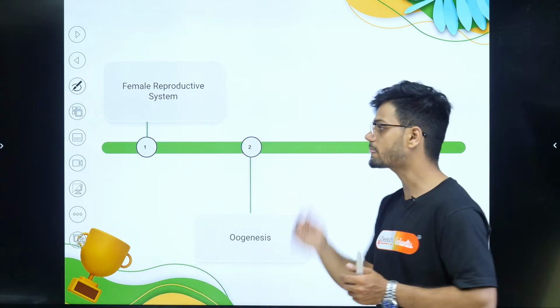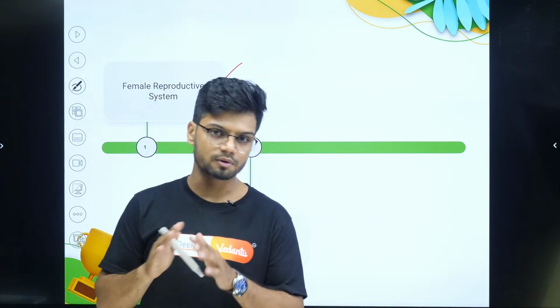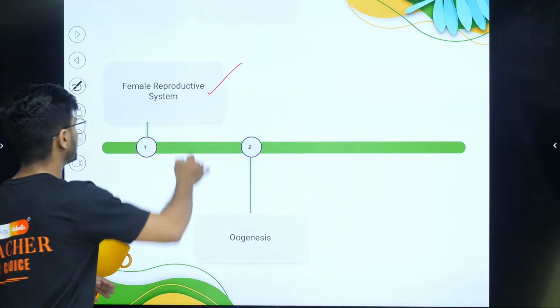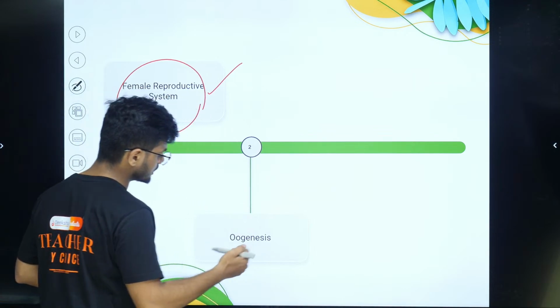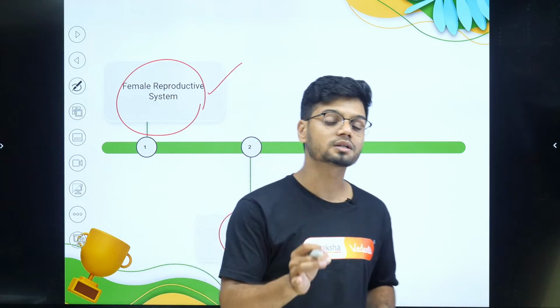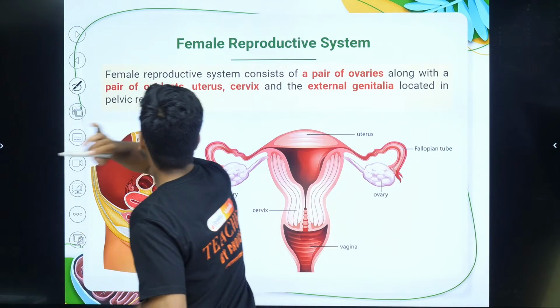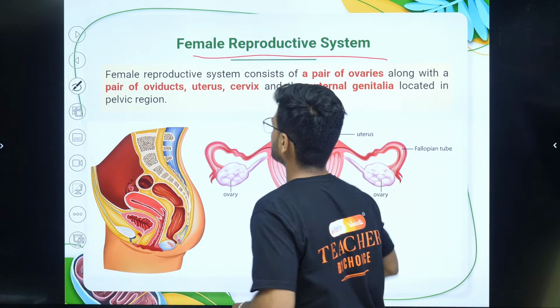Done. So, reproductive system, let's learn about the female reproductive system now. Male reproductive system done and dusted. Here we'll learn about the female reproductive system. Then we'll also learn about oogenesis. Oogenesis and the female reproductive structure, now let's learn. Ready? Come on friends. The female reproductive system.